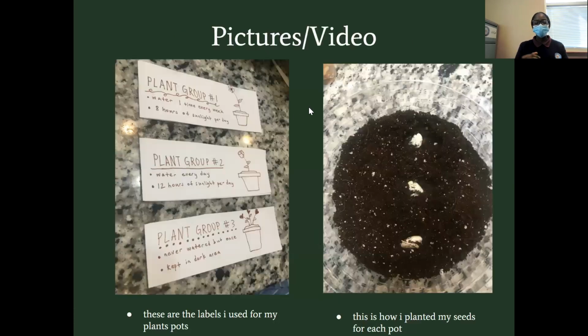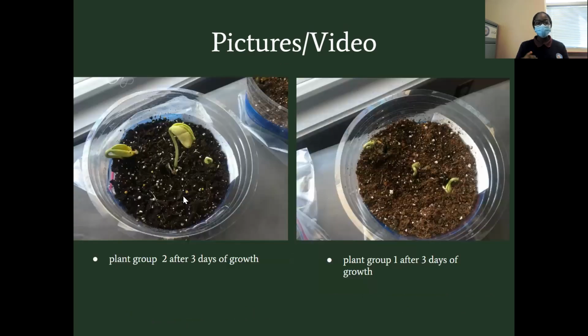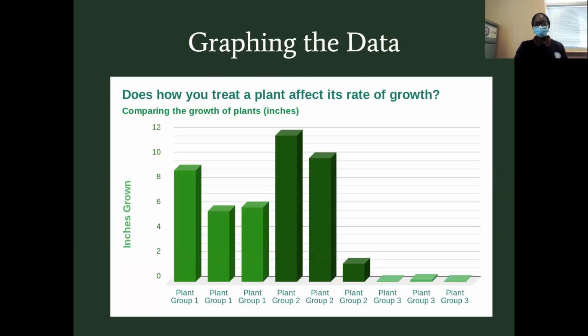Here are the pictures that I use. So I put labels for the planting pots so I could decipher which is which. And this is how I planted my seeds for each of the pots. And I made sure to put them 1 inch apart. Here are some more pictures. This picture on the left shows plant group 2 after 3 days of growth. And the picture on the right shows plant group 1 after 3 days of growth. You can see the clear difference between the two.